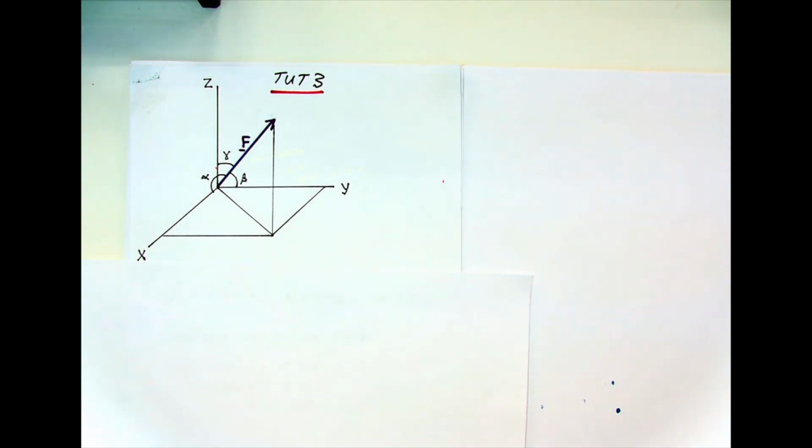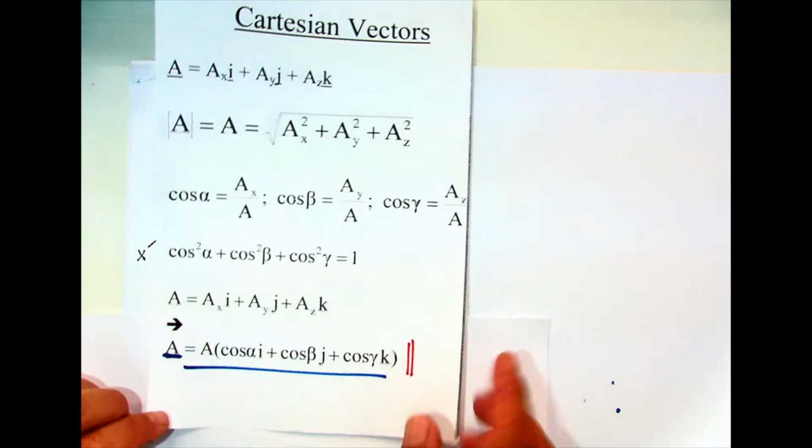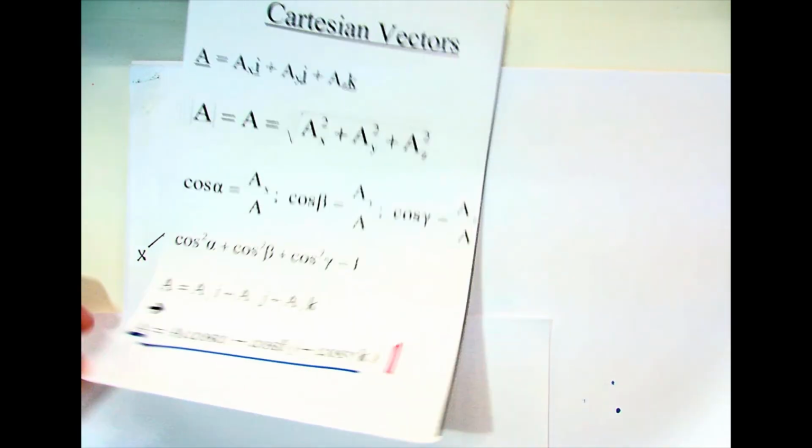Now there are three methods you can use to write the force as a Cartesian vector. Last week we discussed two of them. Now the first one is when you are given the angles, alpha, beta, and gamma, with the X, Y, and Z axis. Then you can write the force like that. That is also one of the equations I have on this paper. That's this last equation down here.